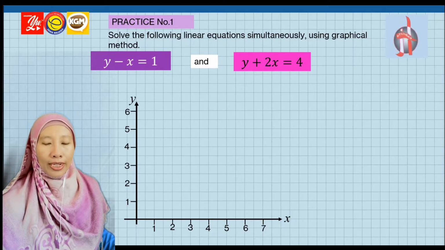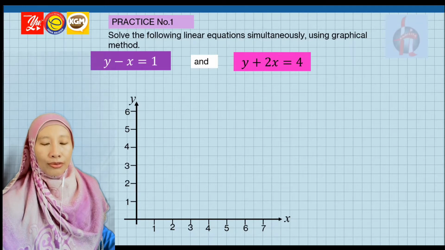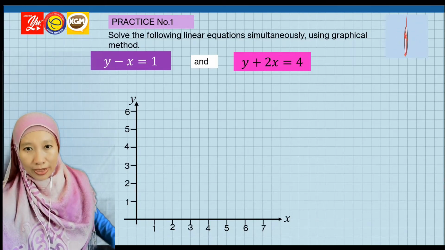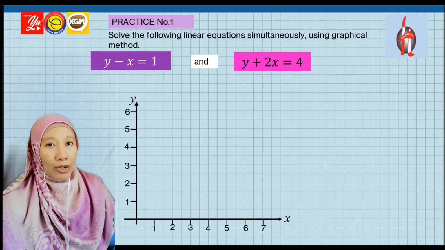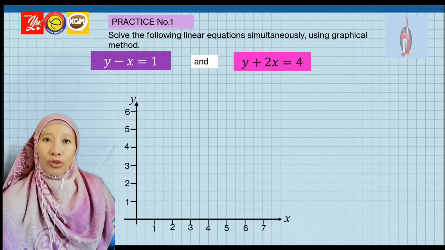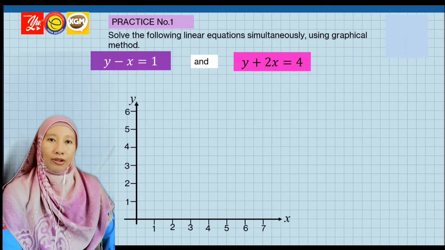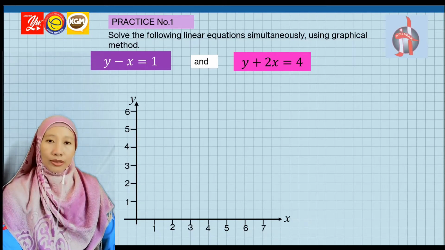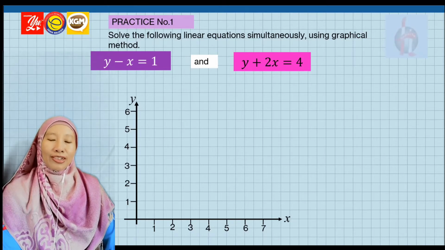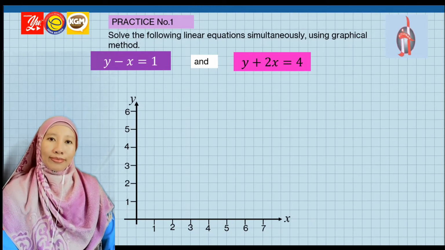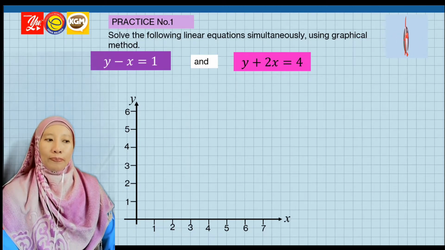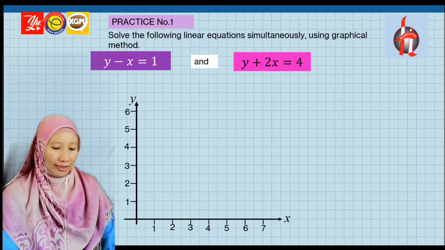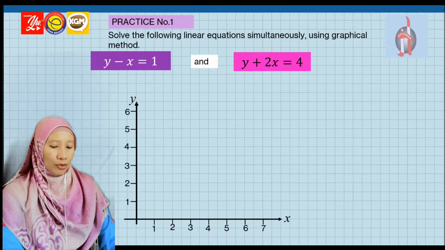Now in the example, I showed you that we drew the two graphs separately, but actually that's not necessarily to be done that way. We can actually plot the two graphs in the same Cartesian plane. Okay, let's see practice number 1.